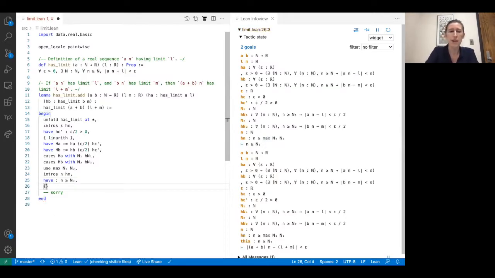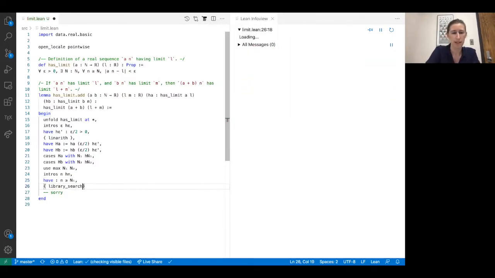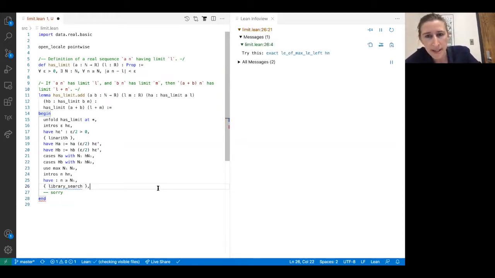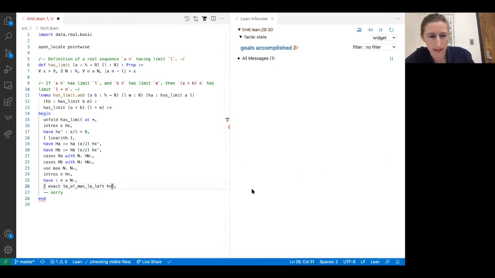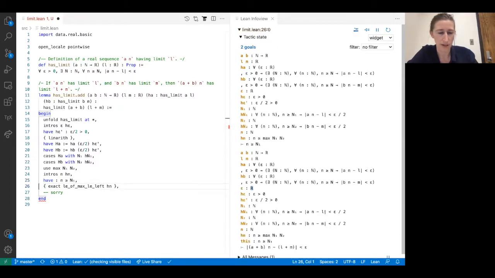But I can search the library for this. And this is quite a powerful tool that modern theorem provers have. You can search the library of all previous things that have been proved and find the lemma which states the thing that you want, that if a number is greater than or equal to the maximum, it's greater than or equal to the thing on the left.